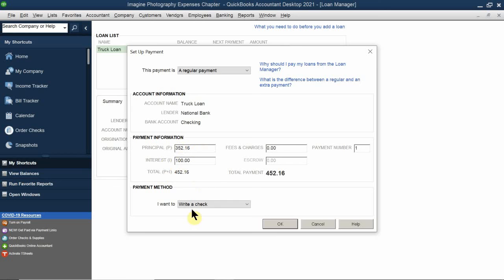But for the first one, you are obligated to make the payment to the interest first. So once everything looks good here, you could choose to either write a check or enter in the bill. Now, best recommendation is if you're going to make a payment to a loan, do it using the loan manager. It's a lot easier and a lot nicer too. Okay, so in this case, I'm going to choose to enter this as a bill, and I'm going to click OK.